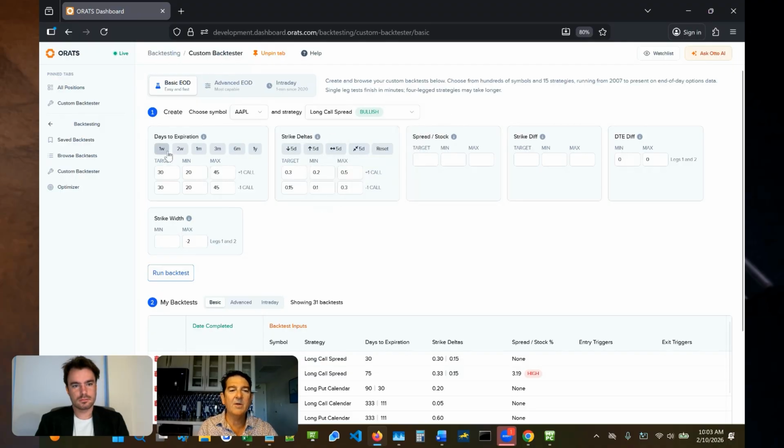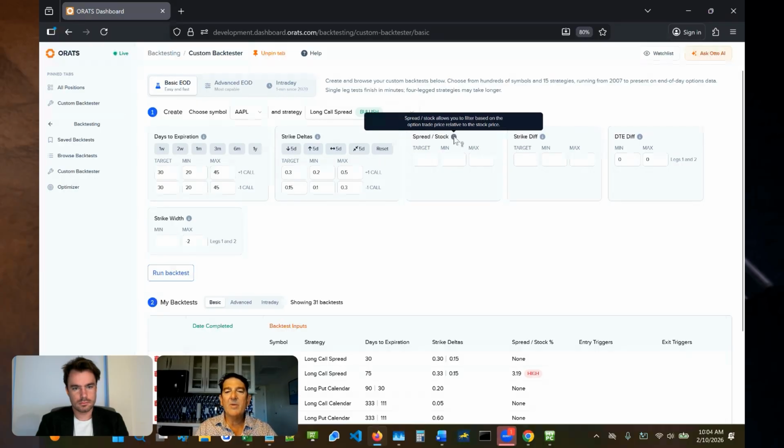You could click on the days to expiration. This is 30 days, but you could also click 1 week, 2 weeks, 1 month, and you could change these. So it's very convenient. And then the deltas. So that's how we separate the strikes. So you could move up or move down and widen or narrow the strike width, the spread divided by stock, and then we have mouse overs.